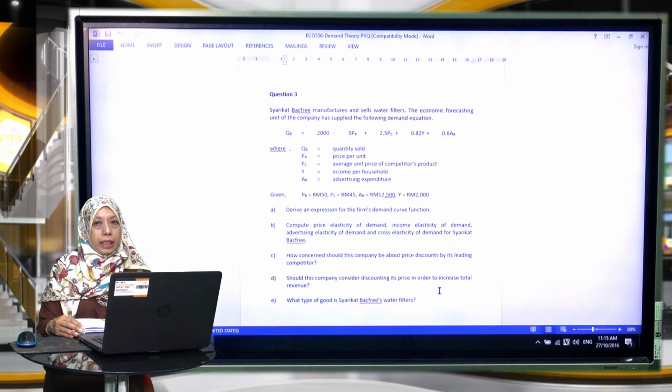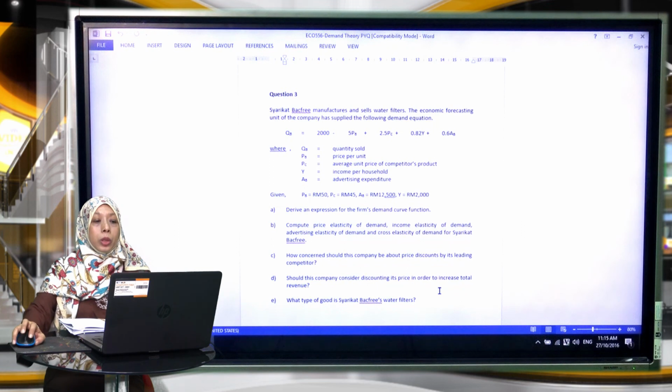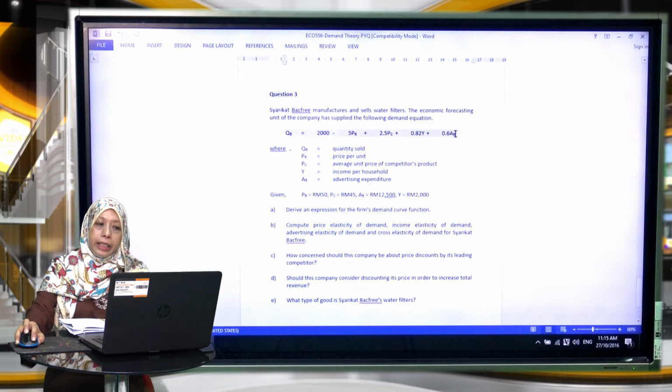In that particular chapter, what we attempt to do is to understand how we come up with this long demand function, and what the processes involved in estimating this demand function are. So that will be covered in our next lecture.